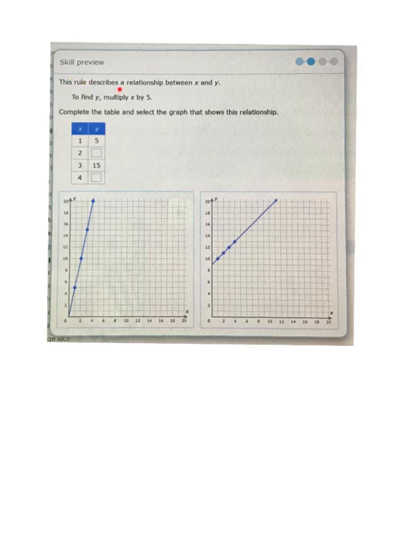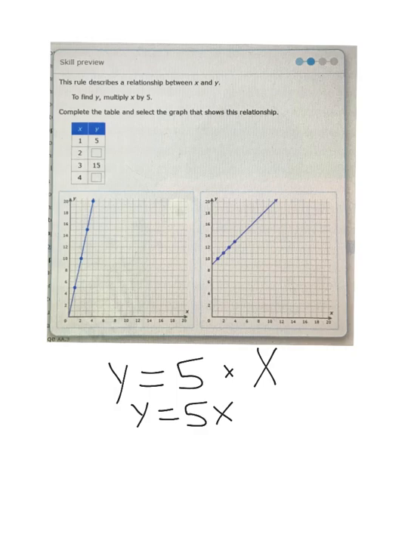This rule describes a relationship between x and y. To find what y is, you have to multiply x by 5. Let's turn that into an equation. That'll help us later. So y equals 5 times x. Remember, we can also just write that as y equals 5x, 5 times x. So here we see they've already plugged in the variable for 1. So if we put in 1 for x, 1 times 5 obviously equals 5.